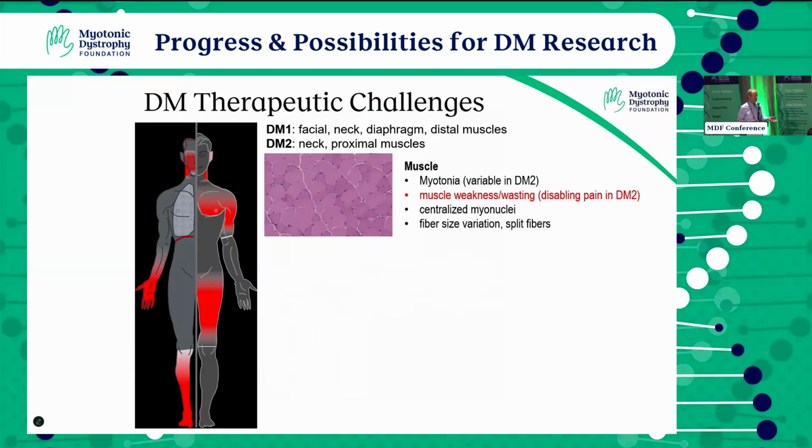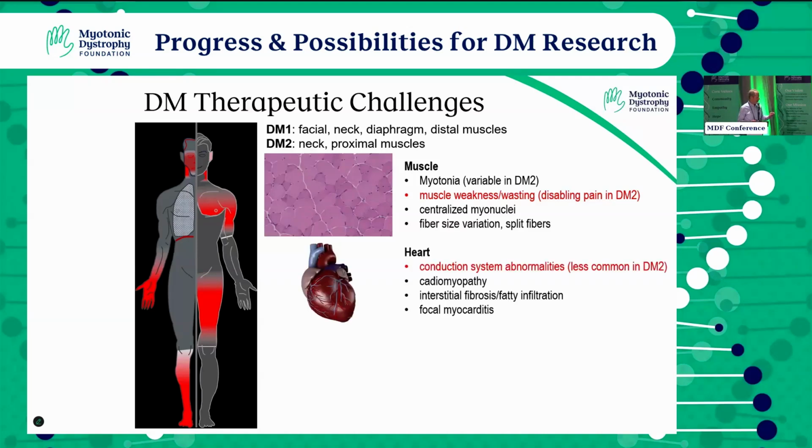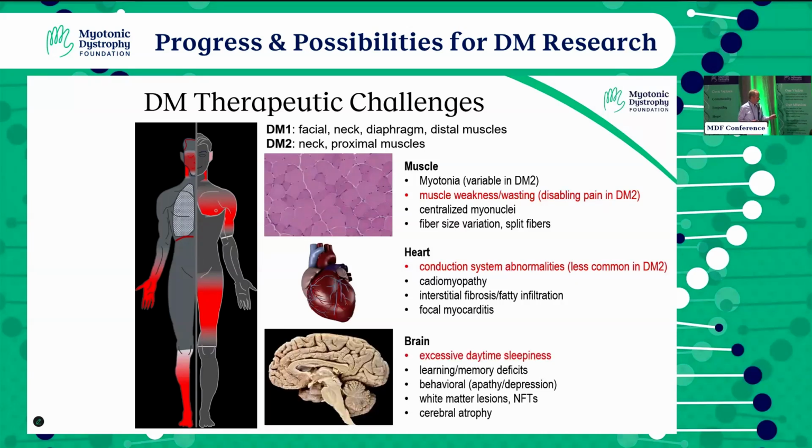I don't need to present this to this audience really, but I just wanted to cover what are the therapeutic challenges of looking at this incredibly multisystemic disease. So in muscle, you have myotonia, of course, variable in DM2, as Giovanni will tell me later on. Muscle weakness and wasting and disabling pain in DM2. The heart, cardiac conduction abnormalities, less common in DM2. And the brain, excessive daytime sleepiness, common to both DM1 and DM2. And, for instance, learning issues in the congenital population. Cerebral atrophy in the older population.